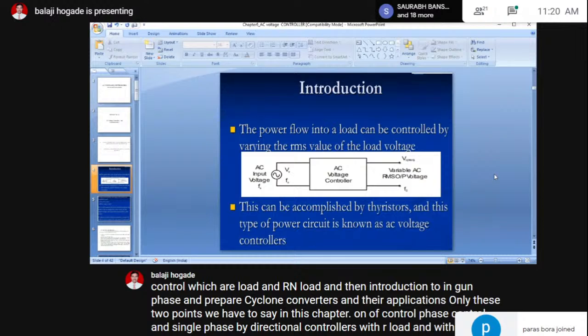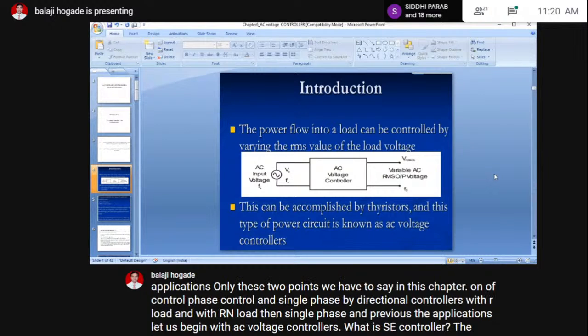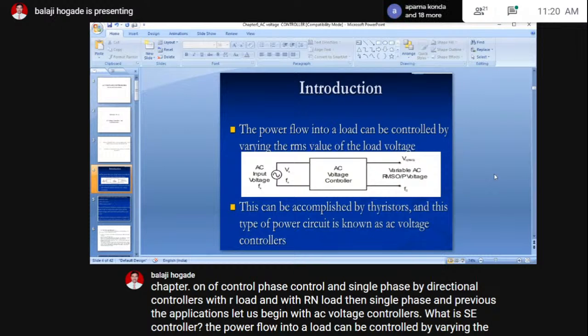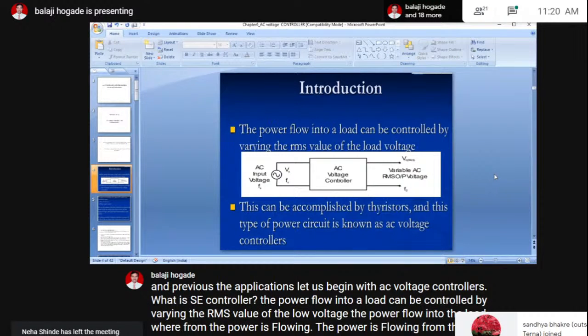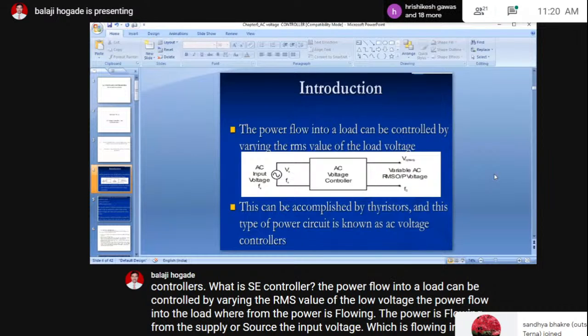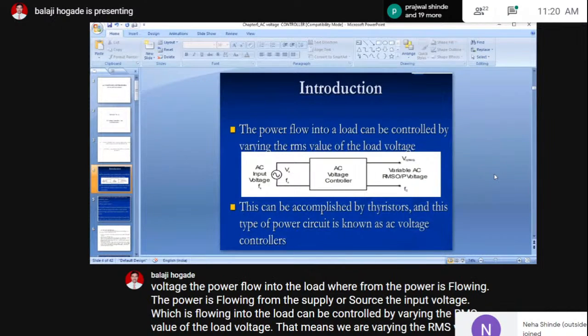Let us begin with AC voltage controllers. What is an AC controller? The power flow into a load can be controlled by varying the RMS value of the load voltage. Where is the power flowing from? The power is flowing from the supply or source. The power flowing into the load can be controlled by varying the RMS value of the load voltage. That means we are varying the RMS value of the load voltage by using the AC voltage controllers.